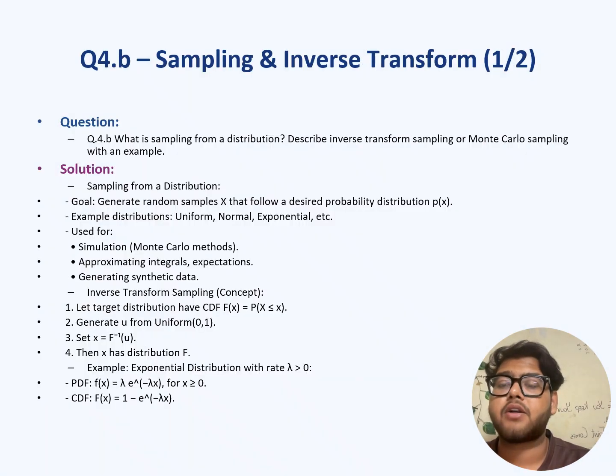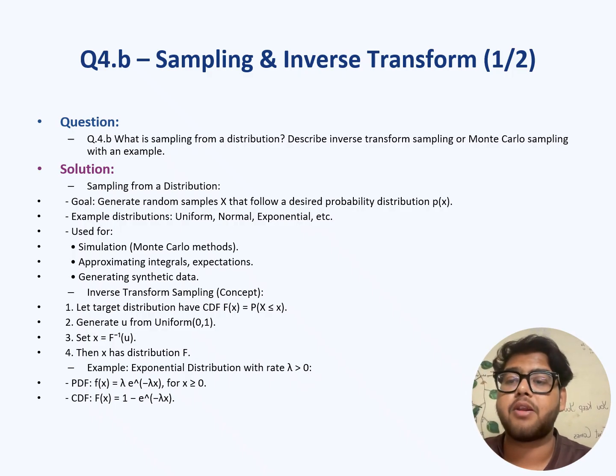The second part of the fourth question is: what is sampling from a distribution? Describe inverse transform sampling or Monte Carlo sampling with an example. Sampling from a distribution. Goal: generate random samples x that follow a desired probability distribution p of x. Example distributions: uniform, normal, exponential, etc. Used for simulation, approximating integrals, expectations, and generating synthetic data.